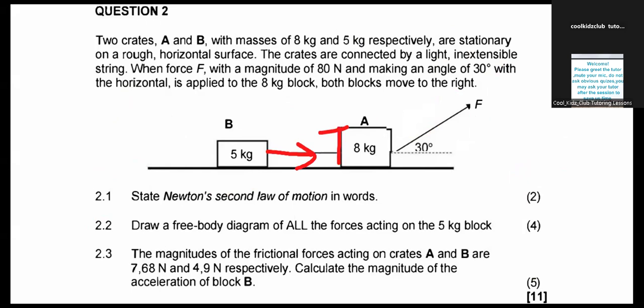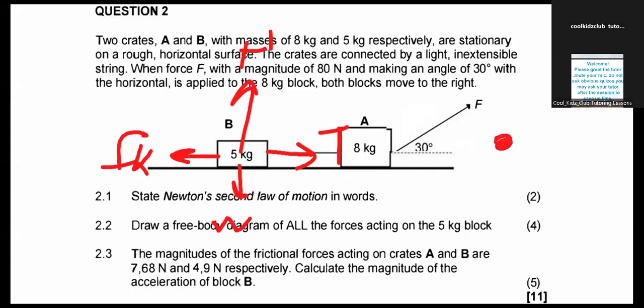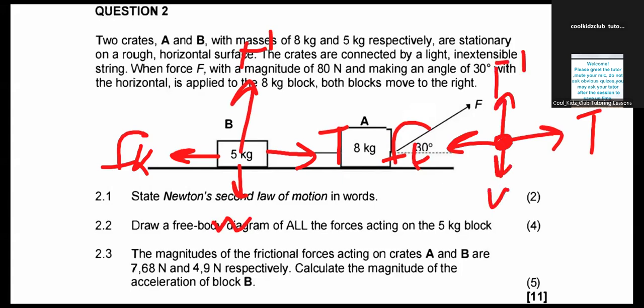And as long as the box is moving, there will definitely be a friction force acting in the opposite direction, right? And then there will be a normal force, and there will be the weight. So when you draw, you just put a dot and you show the tension, the Fk, the normal force and the weight. Okay, that's what you need.